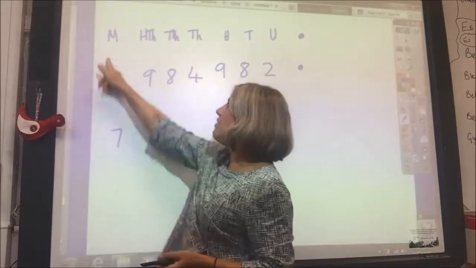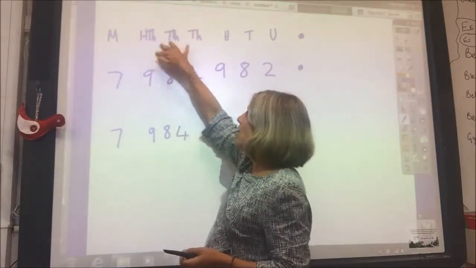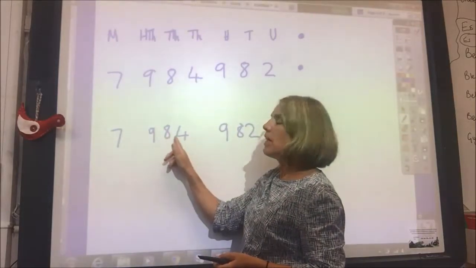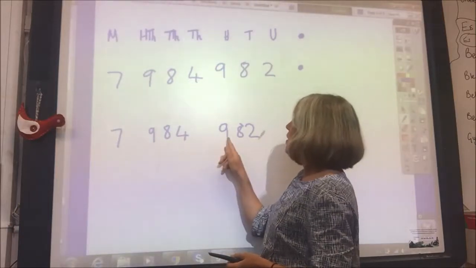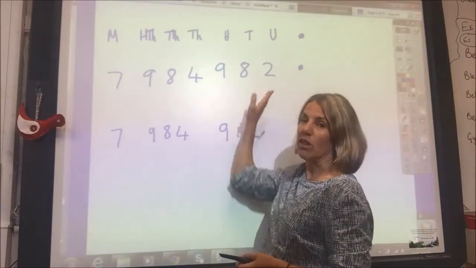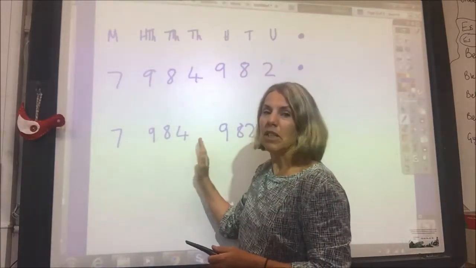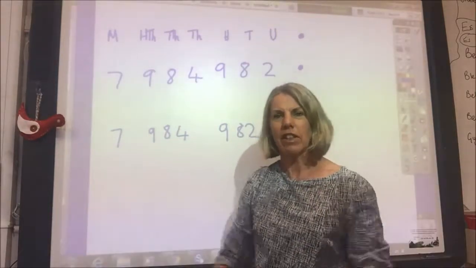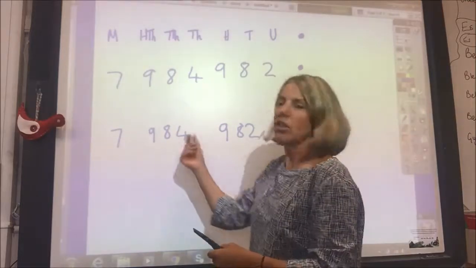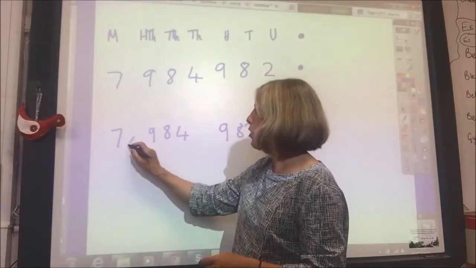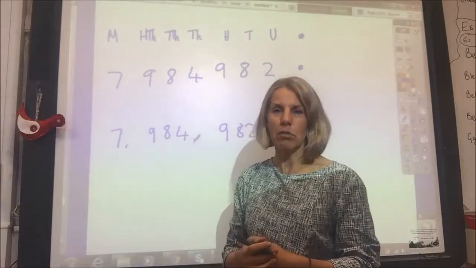So we have 7 million. Here's our thousands block, 984, and 982 in our hundreds, tens and units block. Okay, make that gap explicit. Don't make it so big it looks like a completely different number, but just make sure it's there. If you want to pop a comma in instead, that's fine as well.